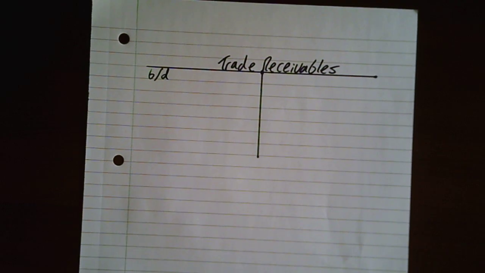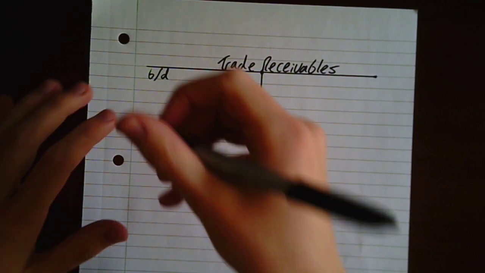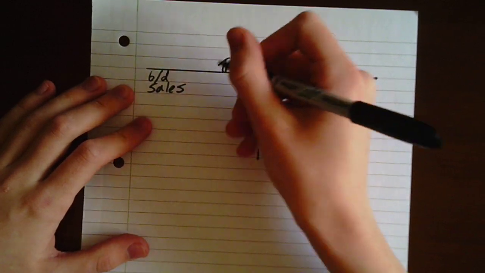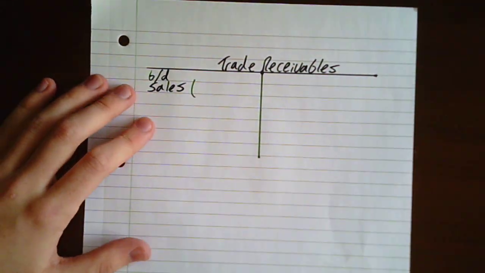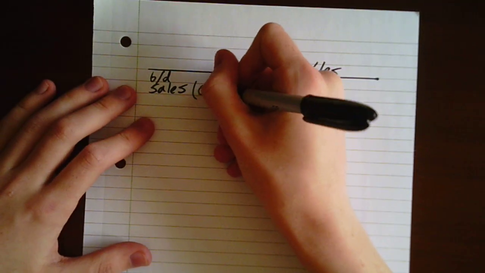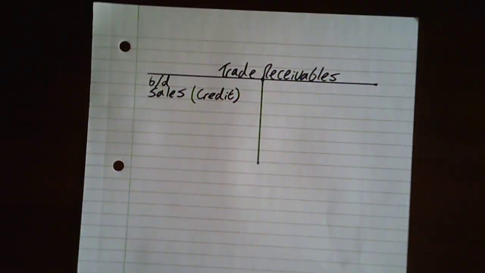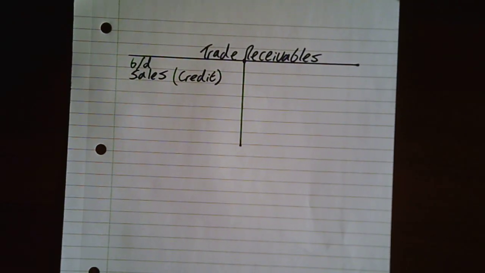Now, what can increase our trade receivables? Well, we need more people to owe us money. How are we going to make more people owe us money? Well, we're going to have to sell goods to people, so sales. However, this is vital, it can only be sales on credit. Because if it's a sale on cash, no one owes us money. We've sold them goods, they've paid us. The money's already changed hands, there's no asset or liability there.